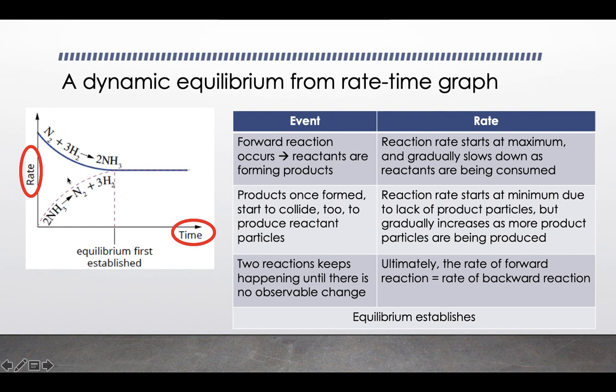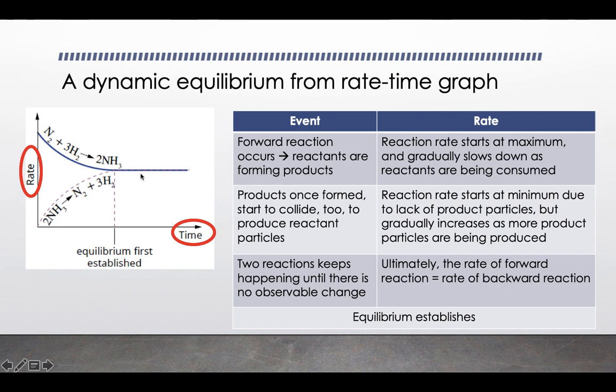Ultimately they will reach the same rate, where the forward reaction and the backward reaction happen at the same rate. Then, to our observer, there is no change to the reaction system from that point onwards. It does not mean that the reaction has stopped, because the rate is not zero. The forward reaction keeps happening and the backward reaction also keeps happening, because the rates of both reactions are now the same. So we can't see any change to the reaction system.